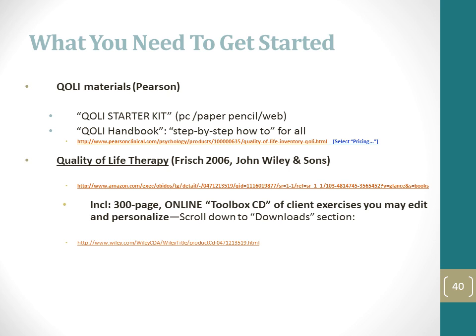Besides a starter kit, like I like the paper and pencil especially, you also need the QOLI Handbook. This is a step-by-step guide to how to administer and interpret this measure. It also has interventions in it, so I highly recommend that. And I also finally recommend this book that I wrote, Quality of Life Therapy, which has been reviewed as one of the few comprehensive step-by-step approaches to positive psych that has hundreds of interventions you can choose from. It has this 300-page online toolbox of client exercises. It used to be on a CD that came with the book, but now they put it online at this website you can see down below. And you can personalize these Word documents to a particular client.